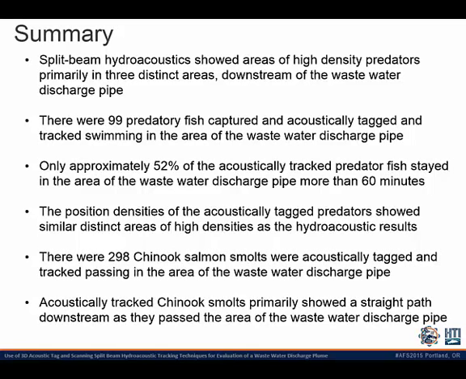There were 99 predator fish that were captured and acoustically tagged and tracked in the area of the wastewater discharge pipe. Only 52% of those acoustically tracked tagged predator fish stayed in the area of the wastewater discharge pipe more than 60 minutes. And the position densities of these predators showed similar distinct areas of high densities as the hydroacoustic results. There were 298 Chinook smolts that were tagged and released and tracked in the area of the discharge pipe. These Chinook smolts primarily showed a straight path downstream behavior as they passed by the wastewater discharge pipe.